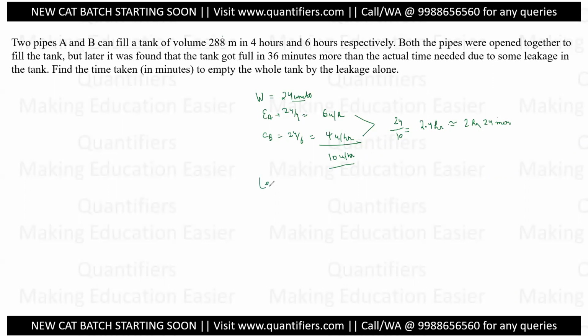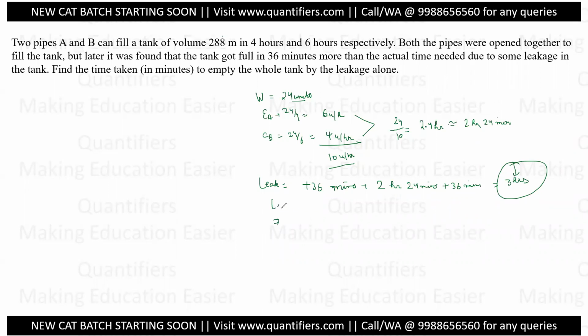Now, due to a leak, what is happening? 36 minutes extra due to a leak, 36 minutes extra, which means 2 hours 24 minutes plus 36 minutes, that is 3 hours. Now, this is the time taken due to the leak. All right.